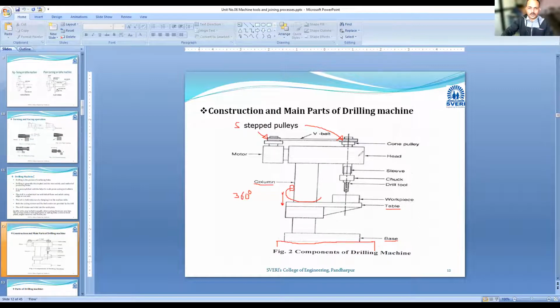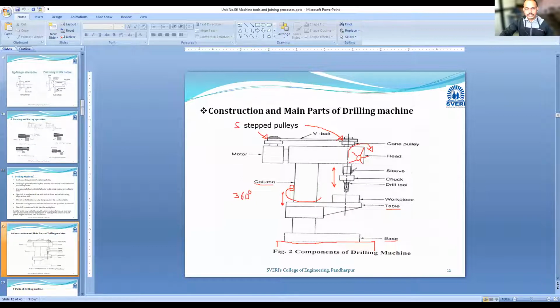One handle is provided here, which is not shown here actually. By using that handle or hand wheel, by rotating that hand wheel, we can move this sleeve or chuck in the downward direction as well as in the upward direction.